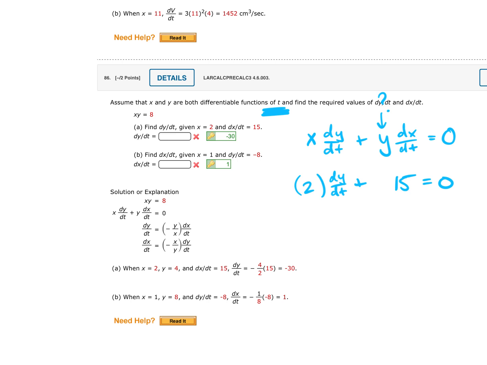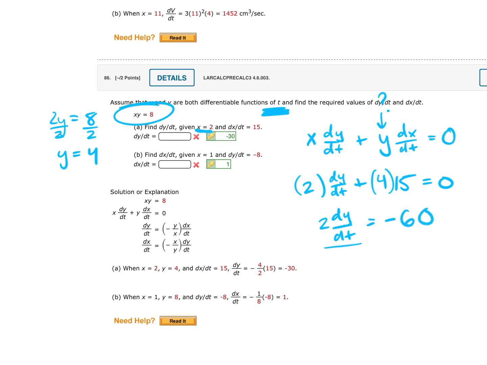So it gives us an equation here, and we can plug in that x is equal to 2 and solve for y. So we have 2y is equal to 8, divide by 2, y equals 4. So use your equation to find your y if it doesn't give it to you. So 2 dy over dt, 4 times 15 would be 60. When I move it to the other side, it'd be negative 60. And then divide by 2. dy over dt is negative 30.